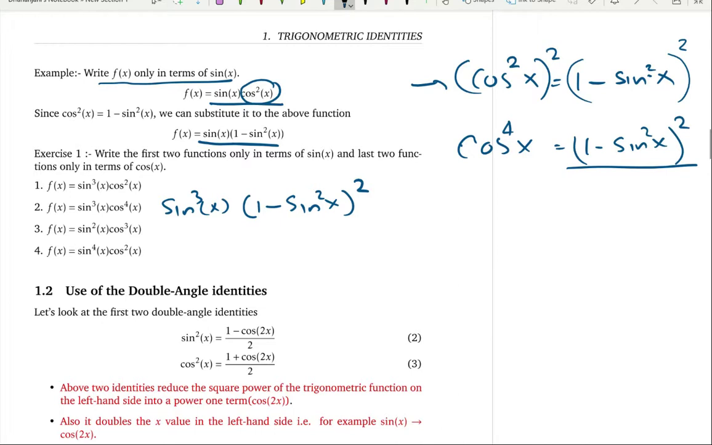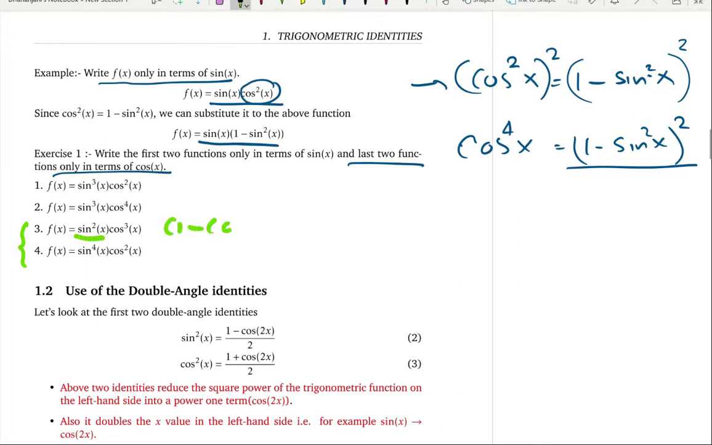That's super important, okay? All right, here we have sine square cosine cube. And for the last two functions, we want to write them only in terms of cosine x. So how do we do that? Really quick. We have sine square, we want to write it in terms of cosine, so sine square is 1 minus cosine square x, times cosine cube x, okay? All right, so we are done.